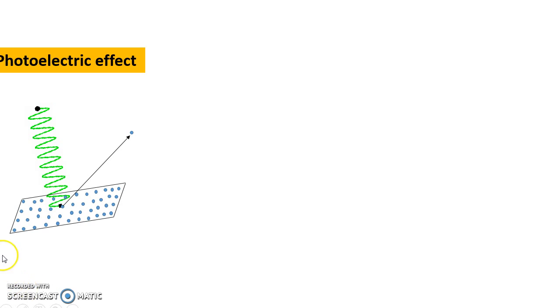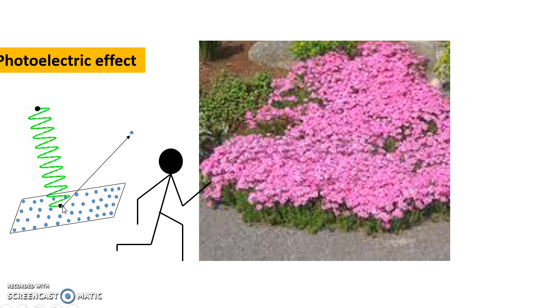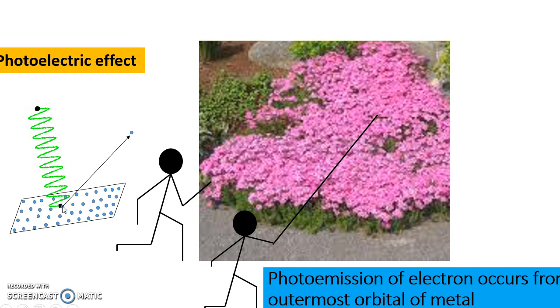Photoelectric effect is the emission of electron from metal when light shines on it. As energy required to dislodge a conduction electron, or otherwise known as electron in the outermost orbital of the metal, is lower than that of the inner electrons, photoemission of electron occurs from conduction electrons. Hence, it is an interaction between the incident photon and the outermost electron of a metal.